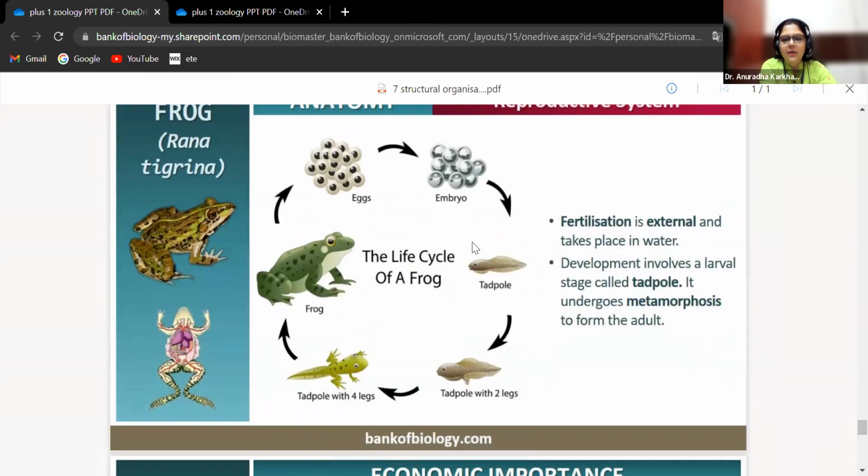Fertilization is external, which takes place in water. So here you can see that these are the eggs which are laid. This is the embryo development. The development involves a larval stage called tadpole.